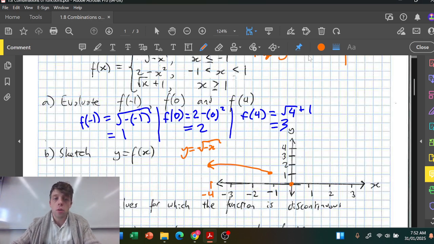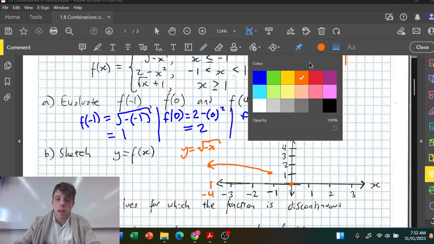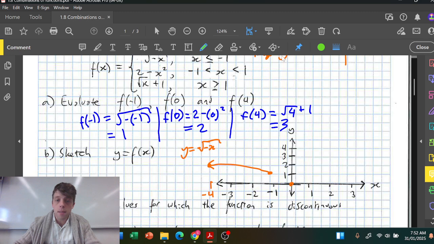We have 2 minus x squared. Again, if we consider the basic function, we have y equals x squared. That is, of course, our basic parabola.